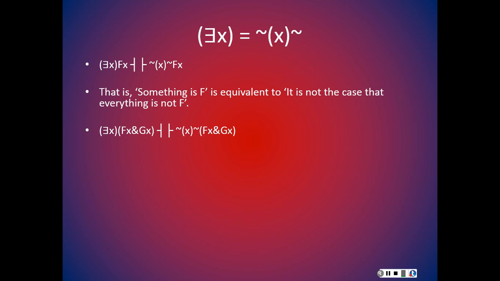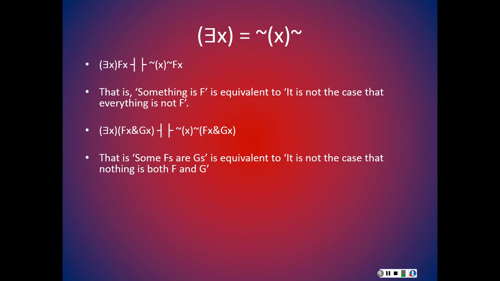Okay, once you've proven that this first equivalence holds, it is easy to prove that other equivalences hold. So, for example, it would be easy to prove that this second sequent is valid. The proof that this second sequent is valid would proceed in exactly the same way that the proof that the first sequent is valid does. So in your homework, I will only ask you to prove that the first sequent is valid. What this second sequent says, though, is that some F's or G's is equivalent to it is not the case that nothing is both F and G.